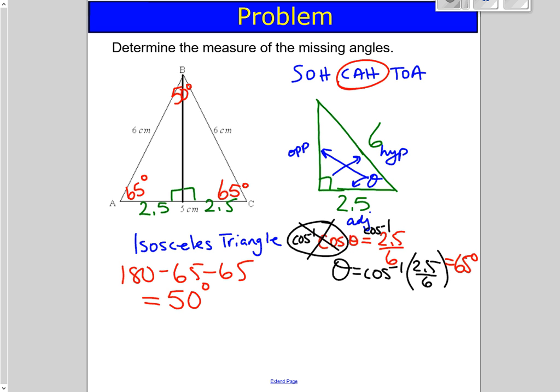So by doing just one primary trig ratio and finding an angle allowed me actually to find all three angles inside of that triangle.